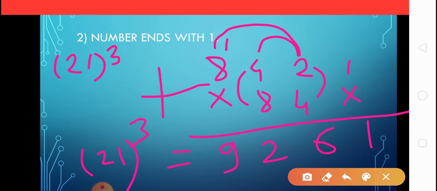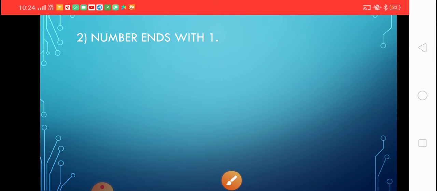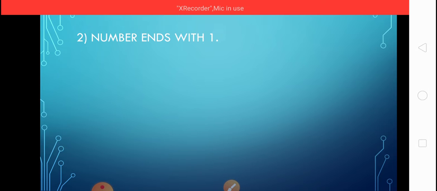My dear friends, I'm telling you, if you solve it by direct multiplication, I'm damn sure it will take you at least 2 to 3 minutes. And if your calculation is fast, then hardly 1 minute it will take. So this is a very simple trick for calculating the cube. You may also try other numbers like 31, 41, 51, likewise.